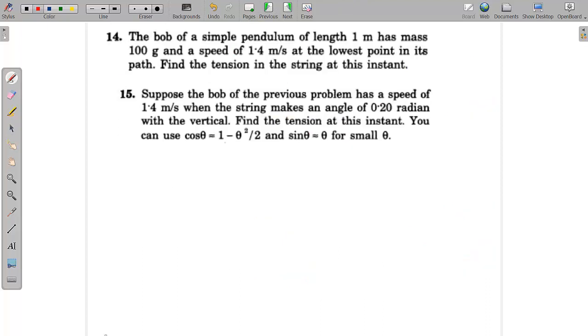Suppose the bob in the previous question has a speed of 1.4 meters per second and the string makes an angle of 0.2 with the vertical. What they are saying is, let's say the bob is right now here. This is very small, I have drawn the diagram for convenience. 0.2 radians is very small. At that particular point the speed is 1.4 meters per second. Find the tension at this instant.